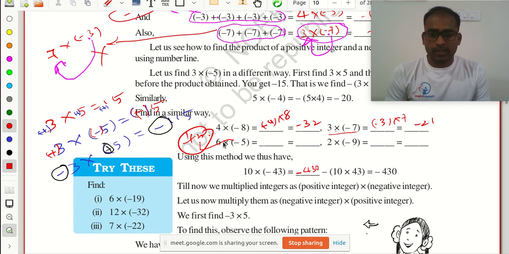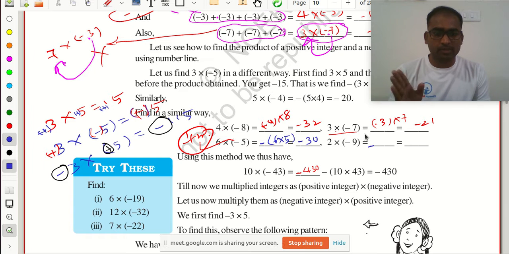So here 6 multiplied with minus 5, how can I write here? Minus of 6 multiplied with 5. So 6 fives are 30, so minus 30. Next, 2 multiplied with minus 9: I can take the minus common outside of the multiplication, then 2 multiplied with 9.